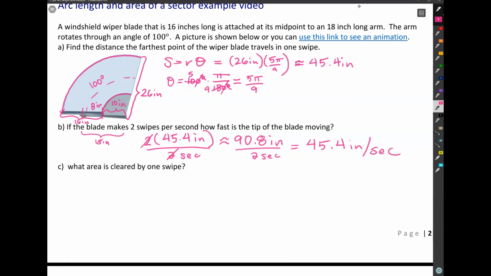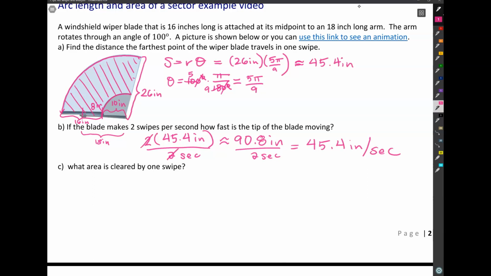Last part gets into the area. What area is cleared by one swipe? So back up on my picture, I have all sorts of stuff written here, but I want to know how much is actually cleared. So I think the big pitfall here is realizing that you're missing that little segment down at the bottom with the 10-inch radius.